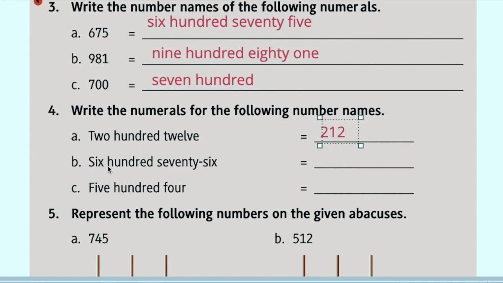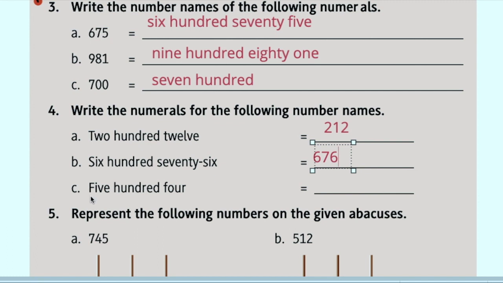B. 676. As we discussed earlier, we have to write the number which is in the hundreds place. In hundreds place, we have 6. After 6, we have 76. That is 600. We have written 6 in hundreds place. After that, we have 76. So we have to write 76. Together, you read it as 676.